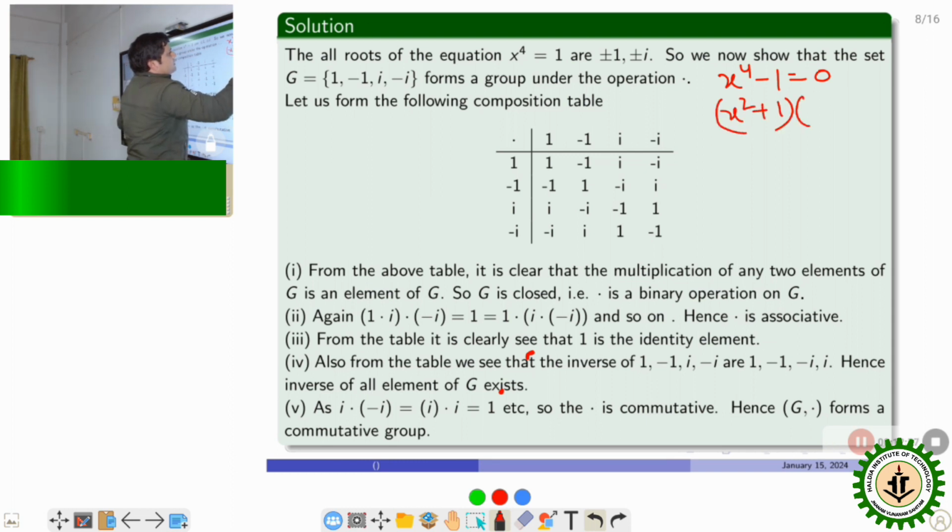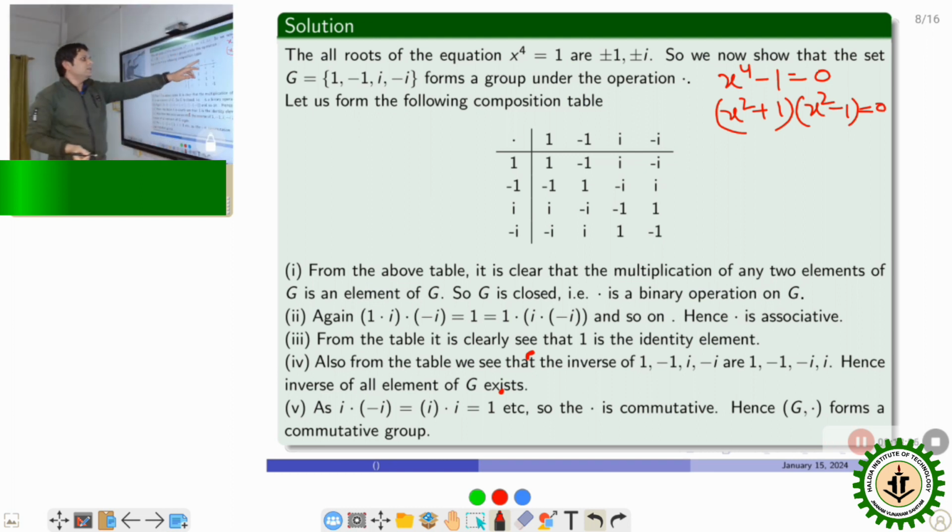We first take x square plus 1 and x square minus 1 equals 0. From this equation we know that the roots are plus minus 1 and plus minus i. And therefore the non-empty set is G equals {1, minus 1, i, minus i}, and the operation is the multiplication operation. First we form the following composition table.